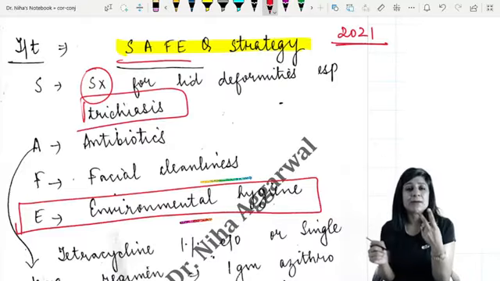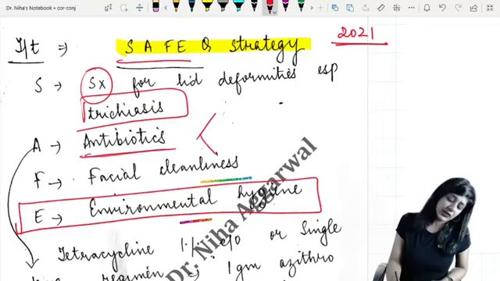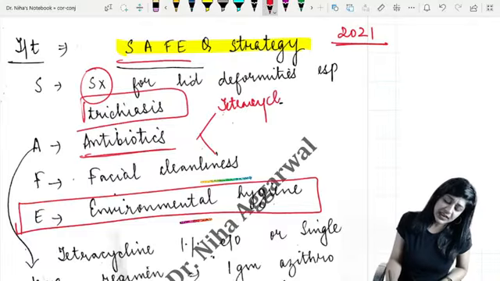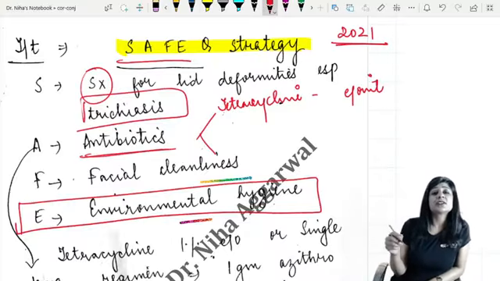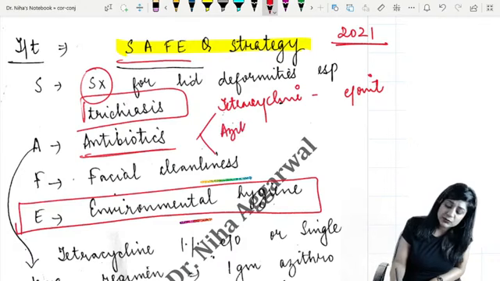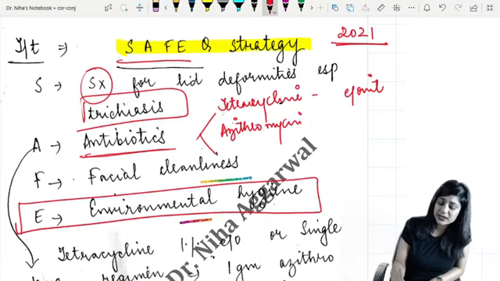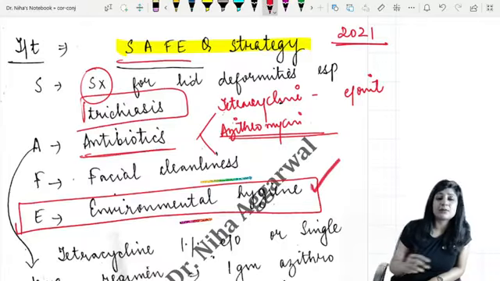Then A for antibiotics. When I talk about the antibiotics, we can use erythromycin, we can use tetracycline. Tetracycline is used in the form of eye ointment, but nowadays a single drug regimen is most commonly used. There we are using azithromycin, 1 gram oral stat you can give. So that is your azithromycin. Then F for facial cleanliness, and last is your environmental hygiene.